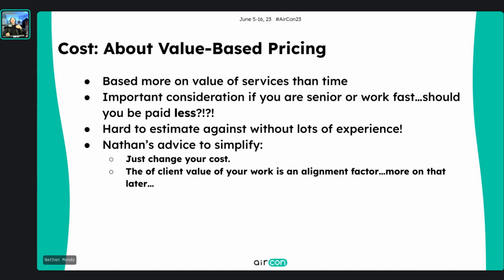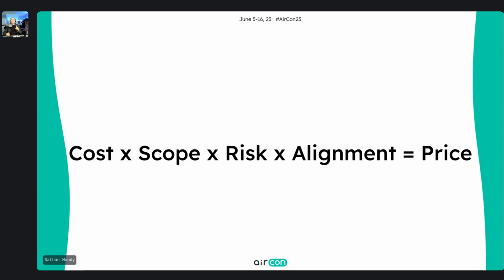And then the other way to think about value is that it's a factor of alignment, project alignment. And we're going to be talking so much about alignment in a little while. We're going to put a pin in that and come back to it. So this is where we come back to cost times scope, which you just talked about, times risk times alignment equals price.